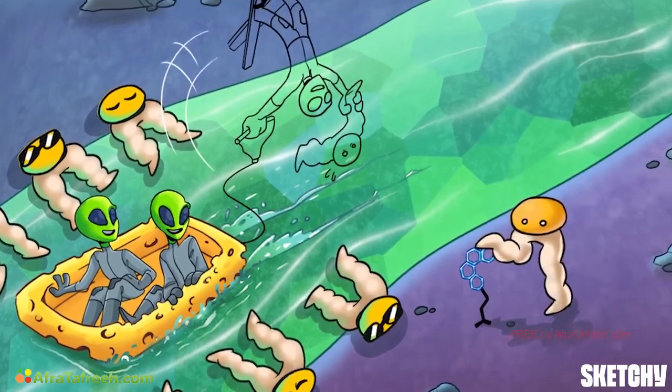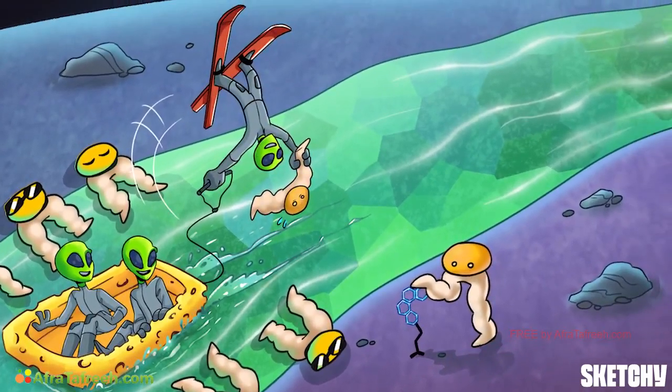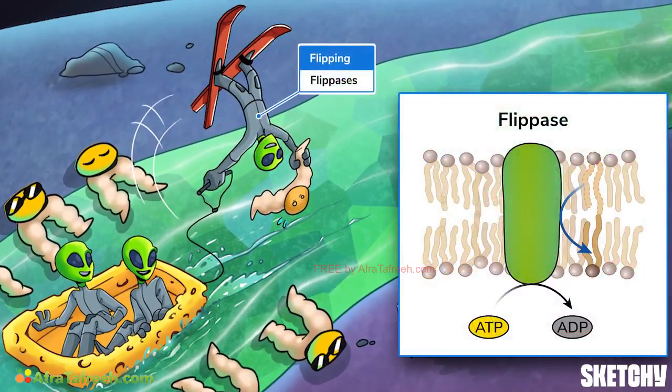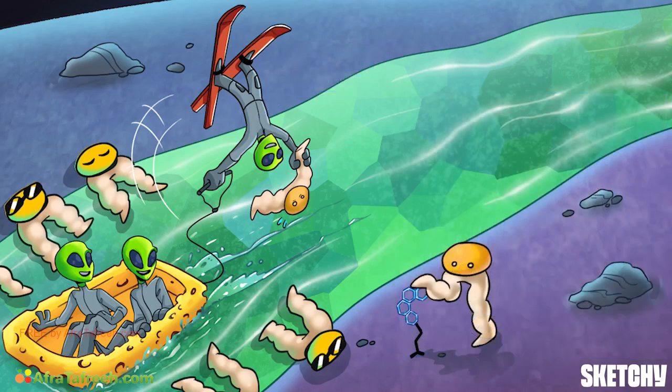Next up, this alien doing flips represents flipases, enzymes that use ATP to flip phospholipids from one layer of the cell membrane to the other. Hence why this ET, shredding the gnar, is flinging their phospholipid partner from one side of the river to the other. Phospholipids can easily drift within one layer of the cell membrane, but because it's energetically favorable for their heads to stay near water and their tails to stay away from it, extra energy from flipases is needed to move them between layers. Alright, that's it for lipids.